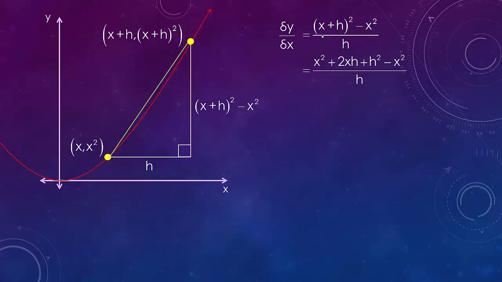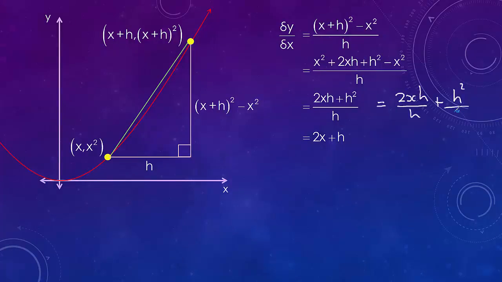Now we can simplify that by expanding the brackets. And then we can see the x squared minus x squared, so we can cancel those out, leaving us with 2xh plus h squared over h. And we can divide by h, so we'll cancel an h there and one of the h's here, giving us 2x plus h. Just to explain that further, we could split the fraction here and go 2xh over h plus h squared over h. So the h cancels here and one of the h's cancels just there.